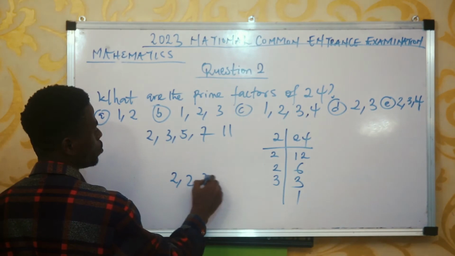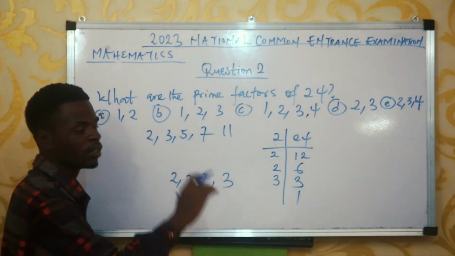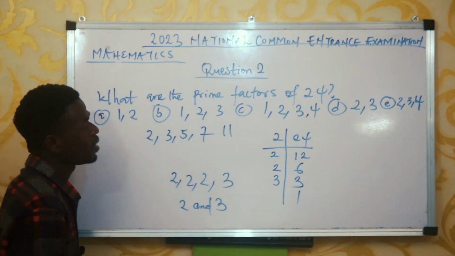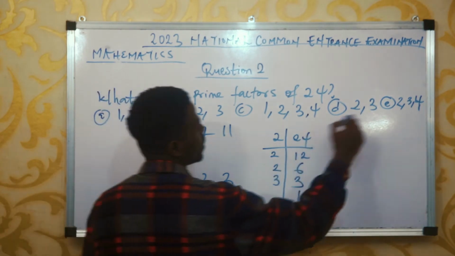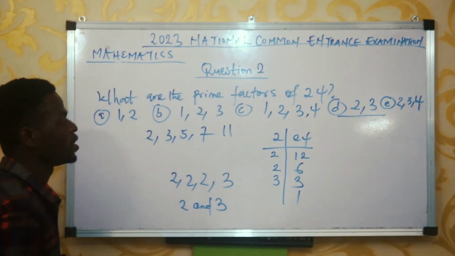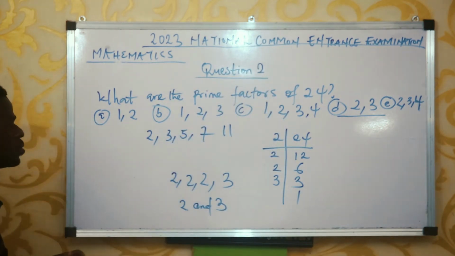If you look at it now, we have 2, 2, 2, and 3. So the prime factors in this number is 2 and 3. So definitely our answer is D. So 2 and 3 is a prime factor of 24 from the options here.